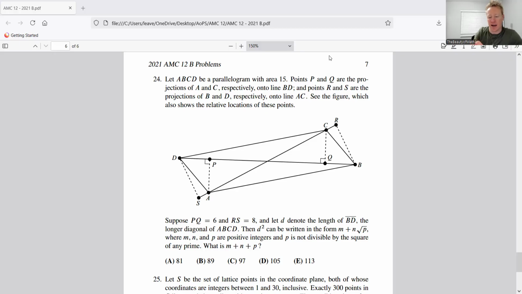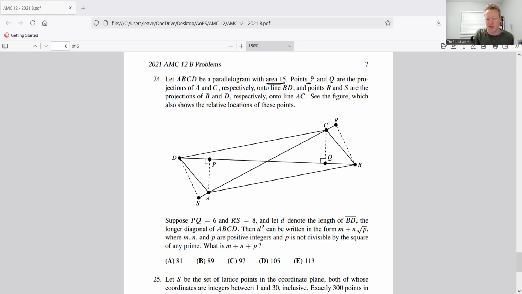So let ABCD be a parallelogram with area 15. We're probably going to need that. Points P and Q are the projections of A and C respectively onto line BD. We note them quickly and go back to reading. And points R and S are the projections of B and D here onto line AC. See the figure which also shows the relative locations of these points.